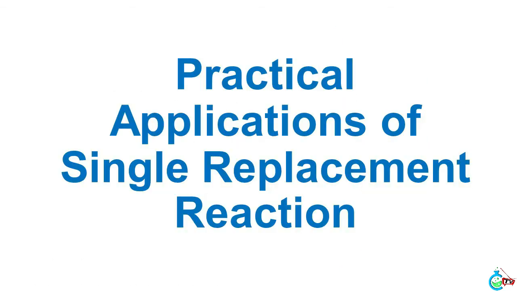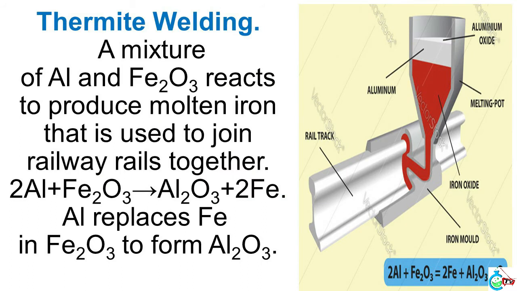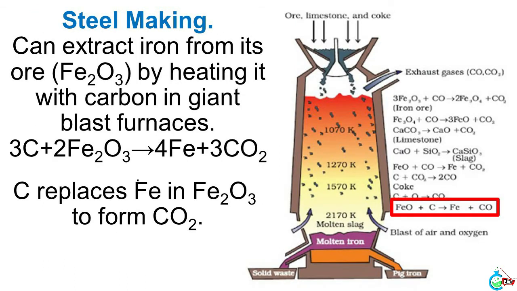Practical applications of single replacement reaction. Thermite welding. A mixture of Al and Fe2O3 reacts to produce molten iron that is used to join railway rails together. 2Al + Fe2O3 yields Al2O3 + 2Fe. Al replaces Fe in Fe2O3 to form Al2O3. Steel making. We can extract iron from its ore, Fe2O3, by heating it with carbon in giant blast furnaces. 3C + 2Fe2O3 yields 4Fe + 3CO2. C replaces Fe in Fe2O3 to form CO2.